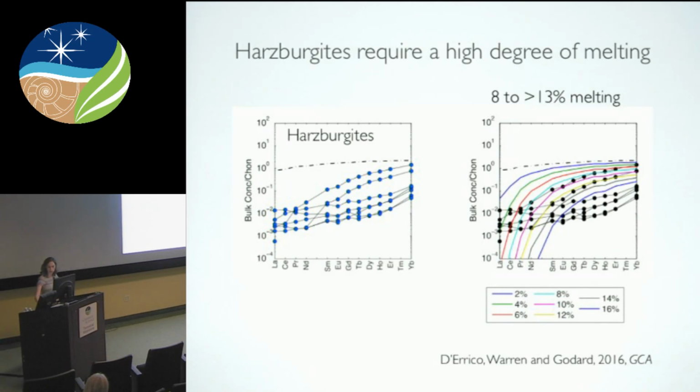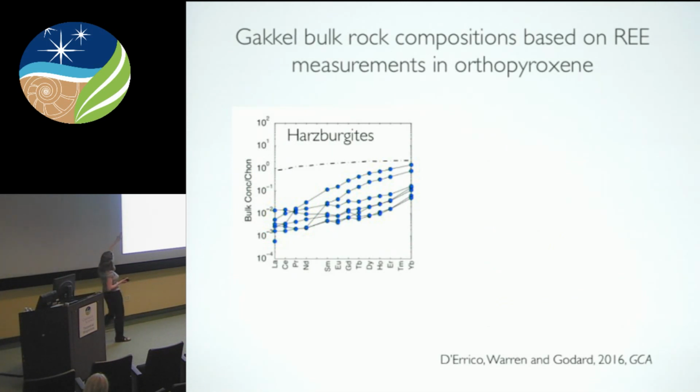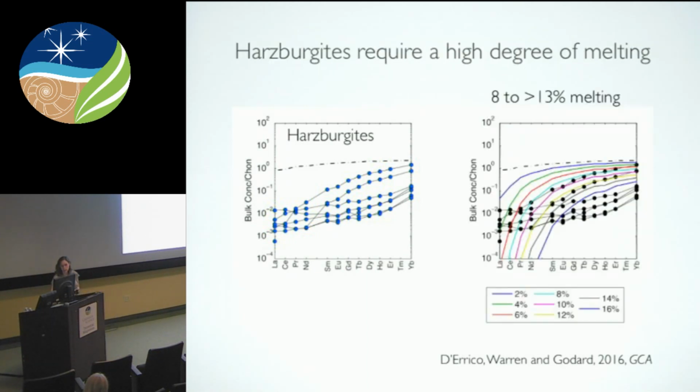Actually, I should say, sorry, we took the orthopyroxene trace elements and we calculated the bulk rock using the mineral modes. And then we ran a trace element model, just a basic non-modal fractional melting model, to get at degree of melting. And we estimated that most of these harzburgites have seen at least 16% melting or even more. And you can play around a bit with the parameters in the model to get at that.